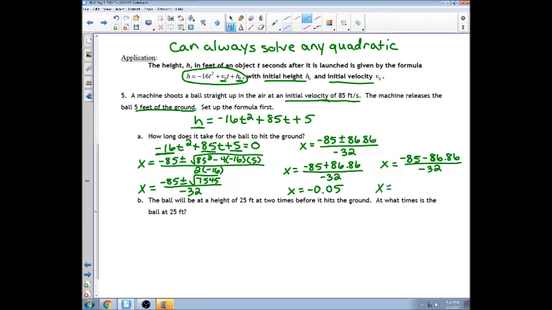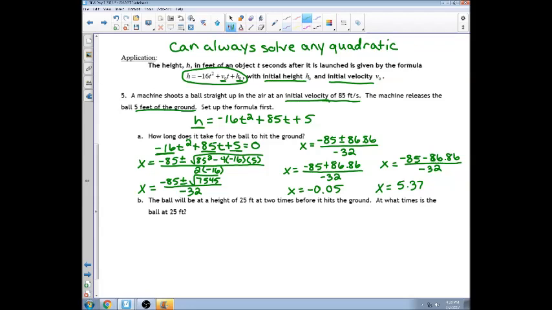Then divide by negative 32, I end up with 5.37. Now here's my question for you. If I'm looking at time in seconds, it's very, very similar to distance. Can I have a negative amount of time?